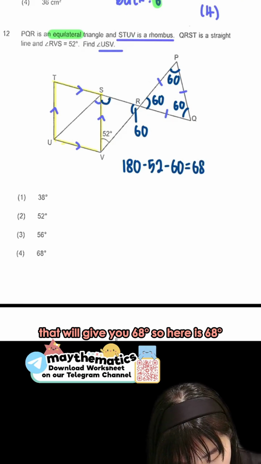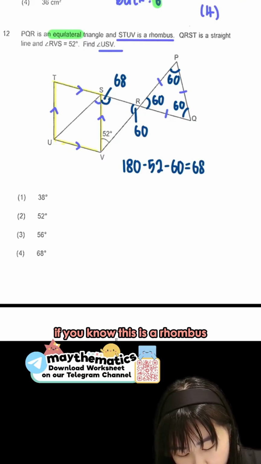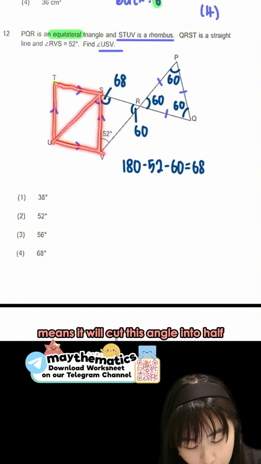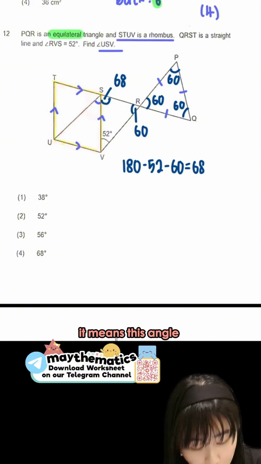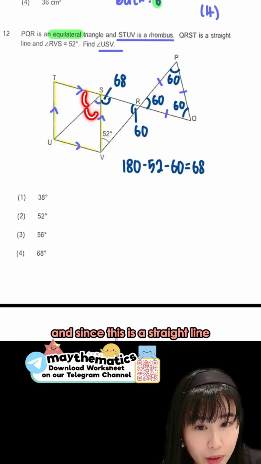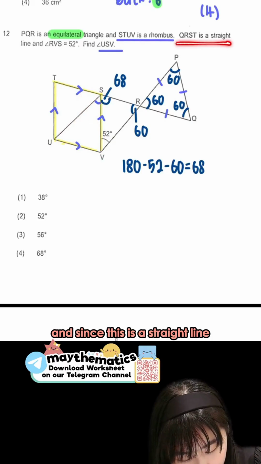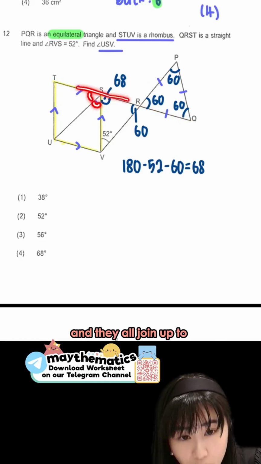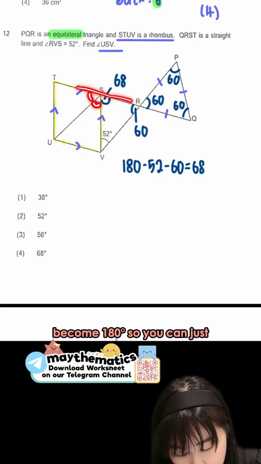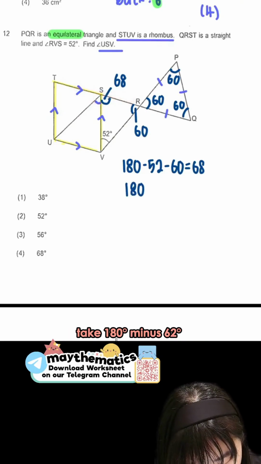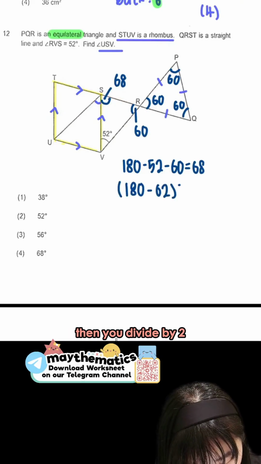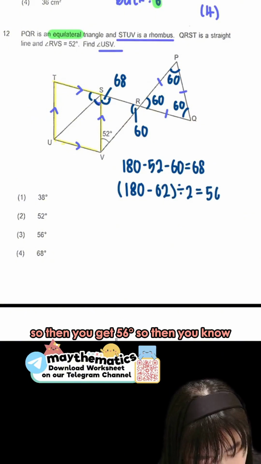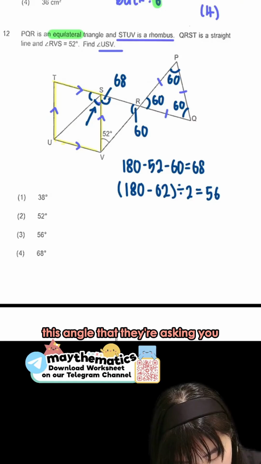So here is 68. If you know this is a rhombus, rhombus means if the diagonal cuts like this, it cuts this angle into half. It means this angle and this angle will be the same. And since QRST is a straight line, if you know this and this are the same and they all join up to become this straight line, which is 180, you can just take 180 minus 62, then divide by 2. Okay, because this and this are the same. Then you get 56. So the angle they're asking you is 56 degrees.